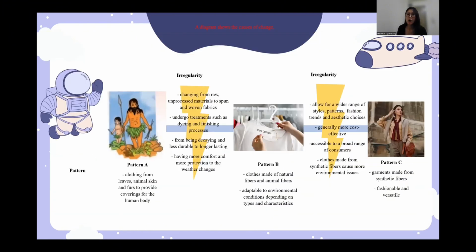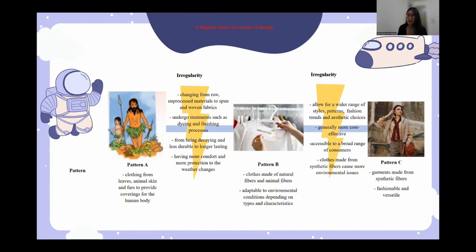And here are the irregularities from pattern A to B and pattern B to C. The first is from pattern A to pattern B. The first irregularity is that leaf clothing is from raw and unprocessed materials, while pattern B is clothing made of natural fibers. This is like changing from raw materials to spun and woven fabrics.